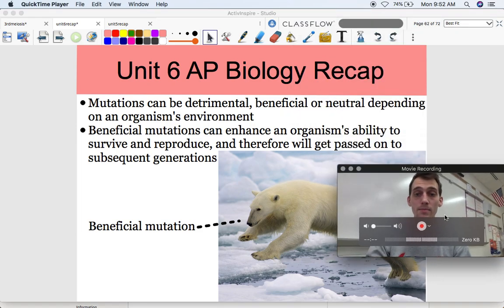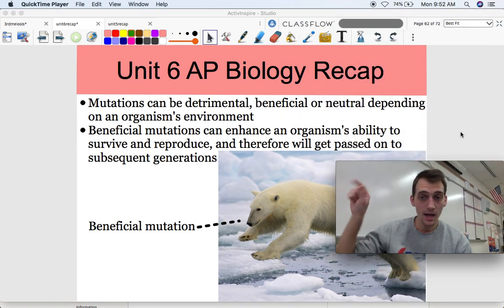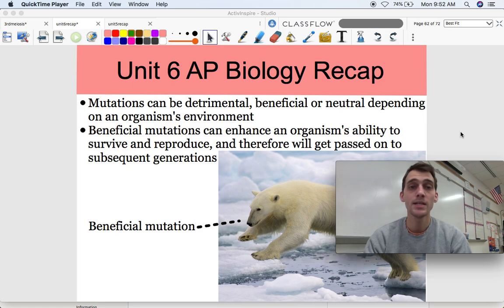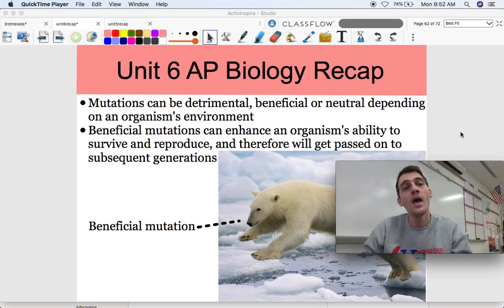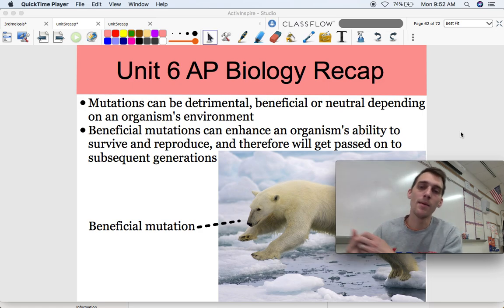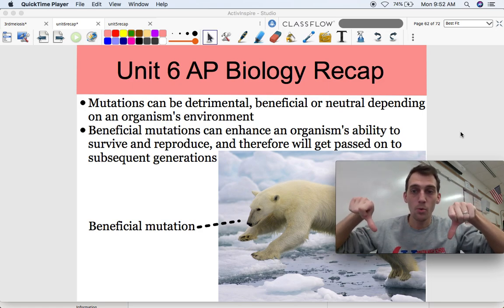And here's the thing about mutations again. Coming up on next unit, Unit 7, mutations can be detrimental, they can be beneficial, or they can be neutral depending on an organism's environment, right? Beneficial means that, hey, it helps it survive and reproduce. Neutral is just like, who cares? It doesn't really help or hurt anybody. Or it can be detrimental, or what's called deleterious, if it causes problems and lowers that organism's chance of survival and reproduction.